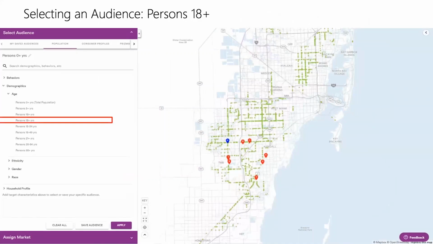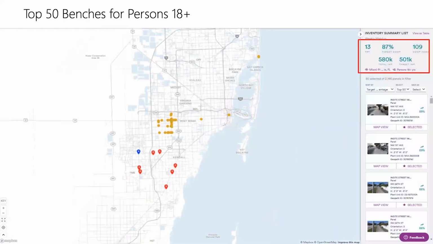In the Insight Suite, I'm pulling inventory for adults 18 plus. It's very easy to get to under population age, and you pick the age, and I pulled the top 50 benches for this demographic. Is that typical, like using the top 50 for this type of inventory? Would you do more or less?